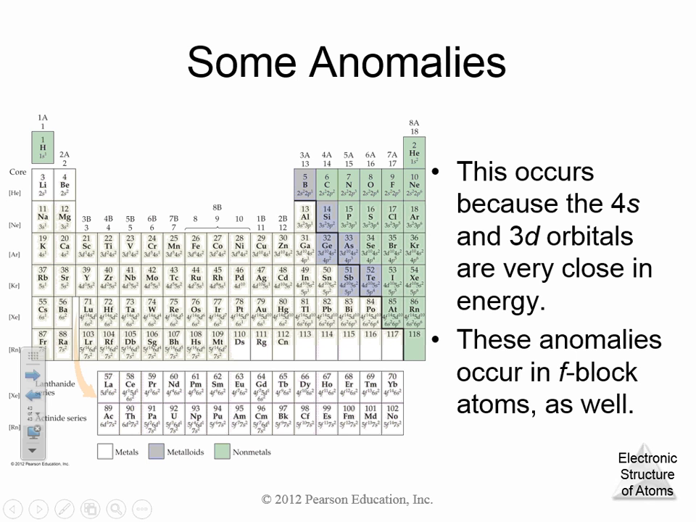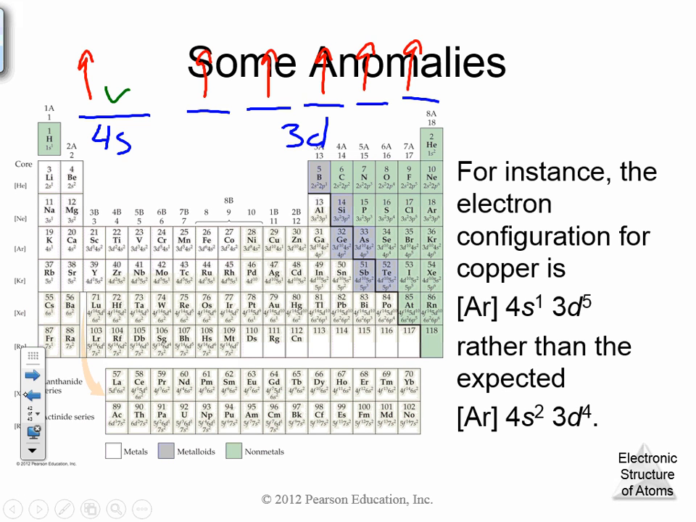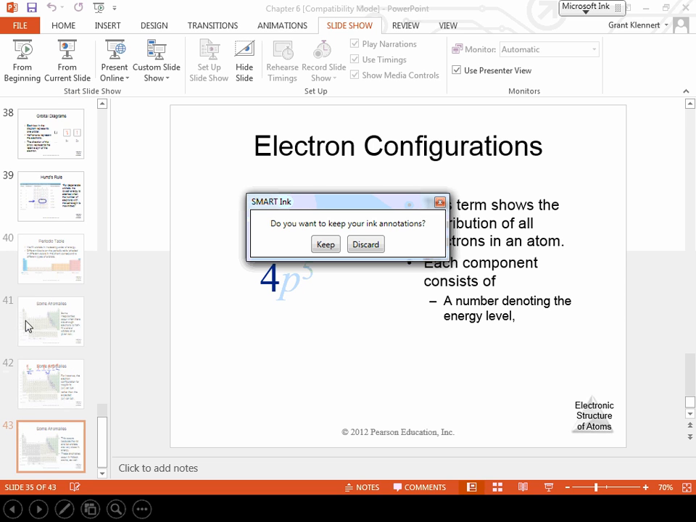So there are a handful of anomalies on the periodic table, and we're not going to go through them all, but a classic question on the AP test would be: explain why the configuration of copper is 4s1 3d5 instead of 4s2 3d4. And the explanation is that their energy levels are so close they almost behave together. So that is kind of the end of Chapter 6. We'll have a very, very brief quiz on Chapter 6 very shortly here. So be prepared to talk about and review everything that we've done in Chapter 6.